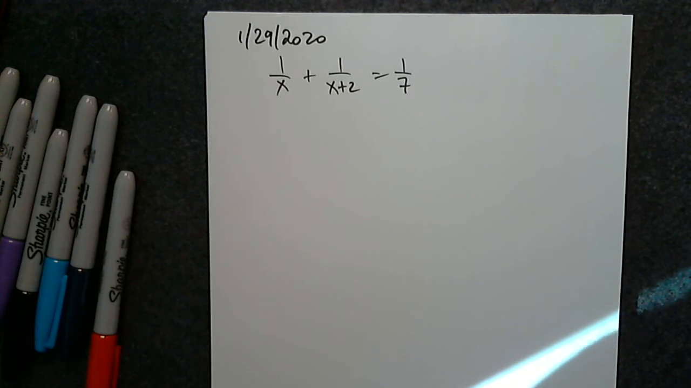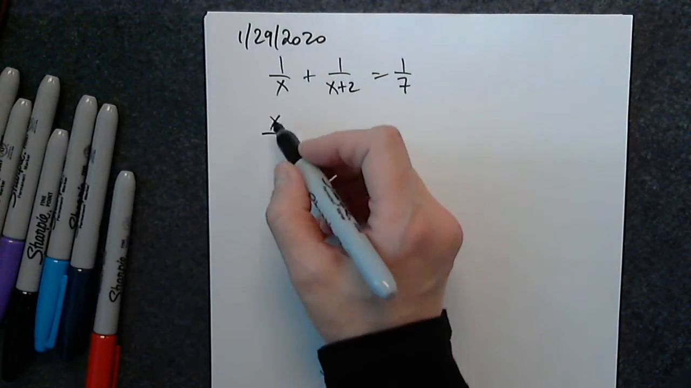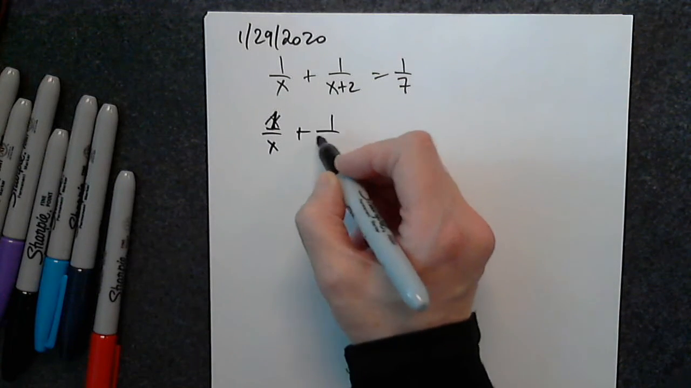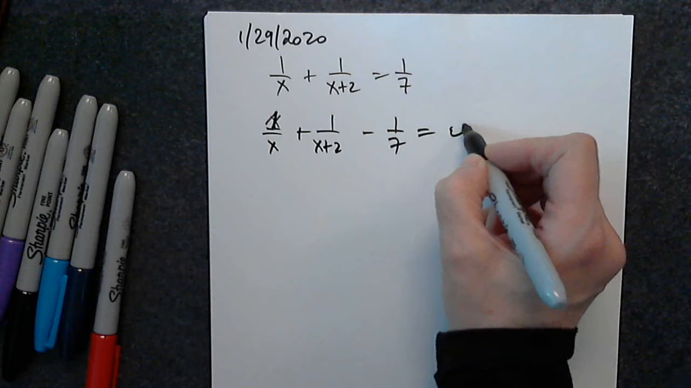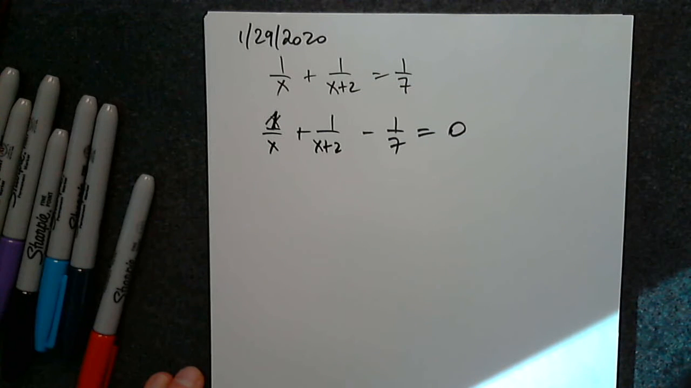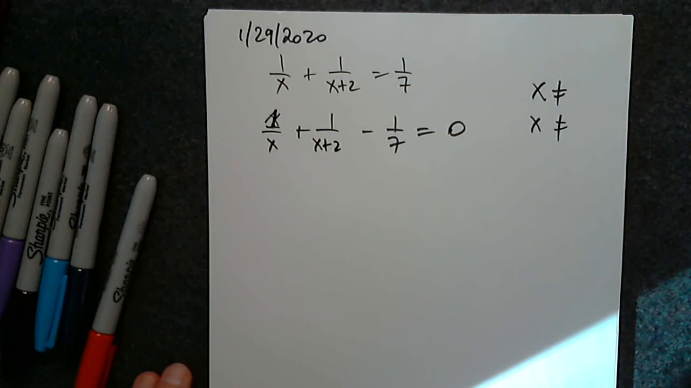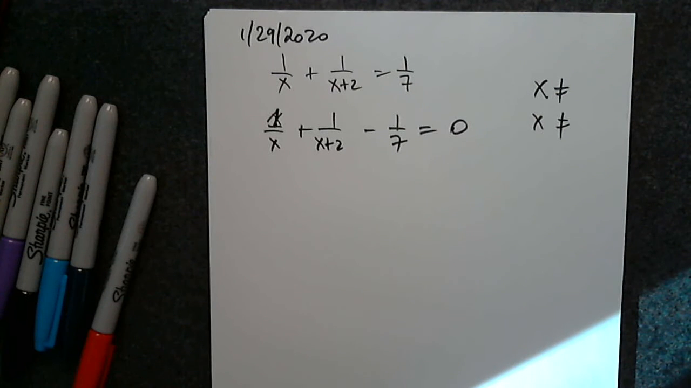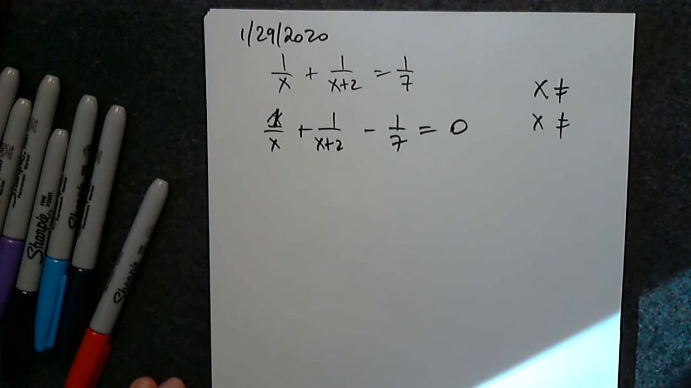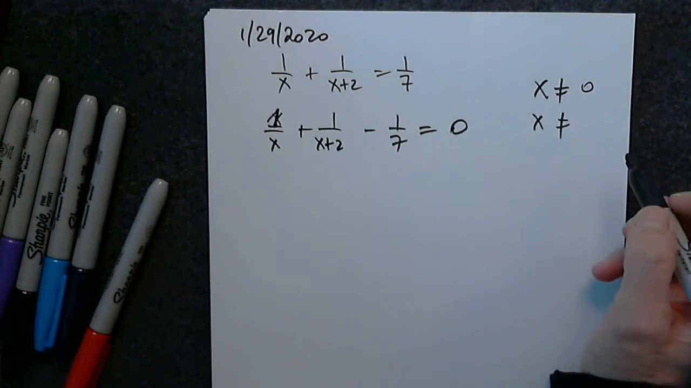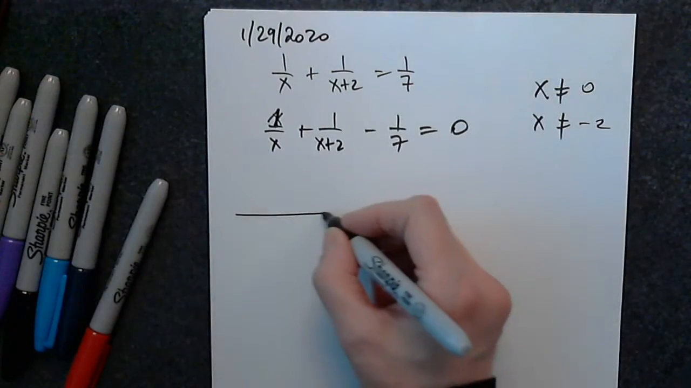So you have to move the 1 over 7. I wouldn't say you have to, but this is what I recommend: 1 over x plus 1 over x plus 2 minus 1 over 7 equals 0. If you use this method, you have to have 0 on the right-hand side. Next, common denominator and restrictions. If I find the least common denominator first, I may forget to write restrictions, so state restrictions from the very beginning. What do we have to write here? 0 and -2. Excellent. Now the least common denominator.